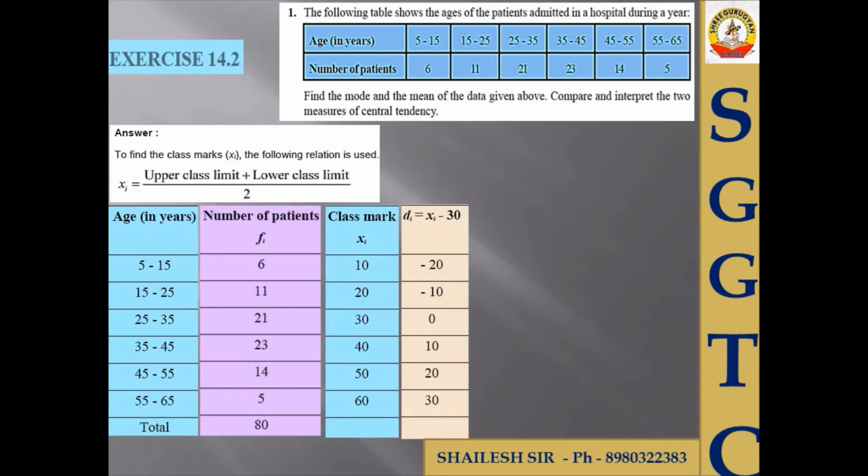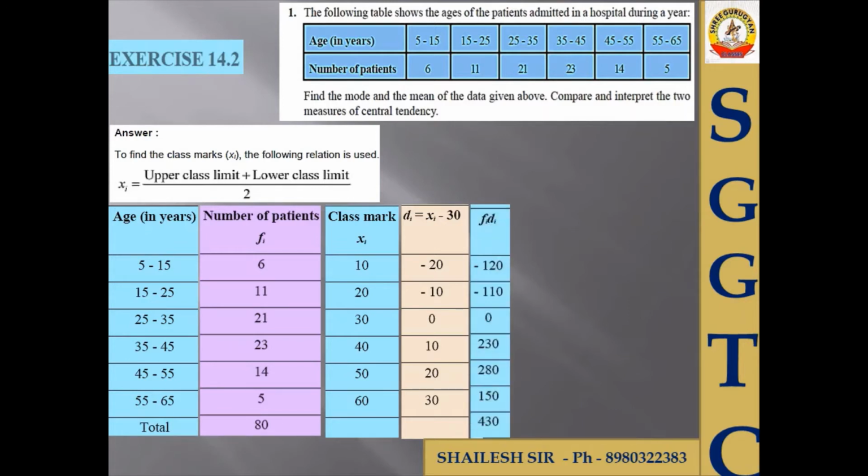So what is the mean? For the mean, first of all, I convert the given data into class marks. Class mark, you know, students, is (5 + 15) / 2, which is 20 / 2, that means 10. Same way, continue up to 10, 10, 10 adding. Now look, which number is the central value of xi? Yes, students, the central values are 30 and 40. You can take either one as the assumed mean.